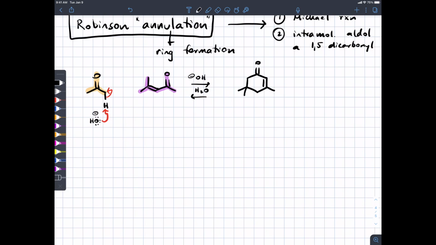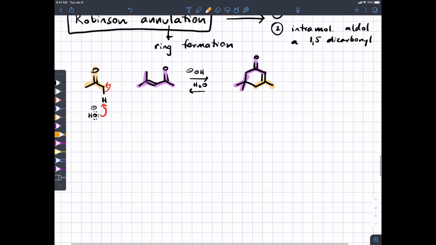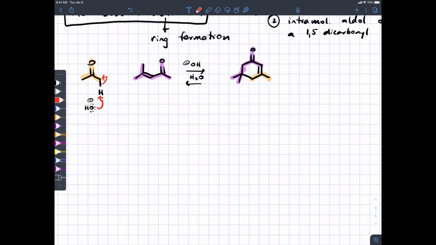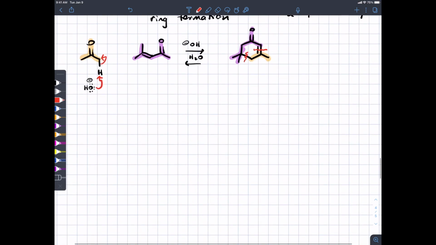And this portion will have come from our alpha-beta unsaturated carbonyl compound, and this portion will have come from the molecule we made an enolate out of. And we ultimately will have made these 3 bonds, 2 sigma bonds and 1 pi bond. So let's draw how this happens. We first form the enolate. We make a very small amount of it.